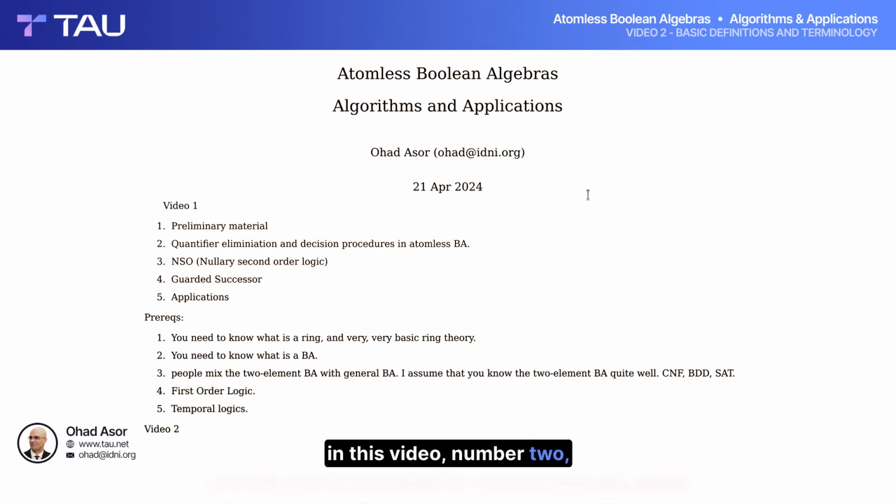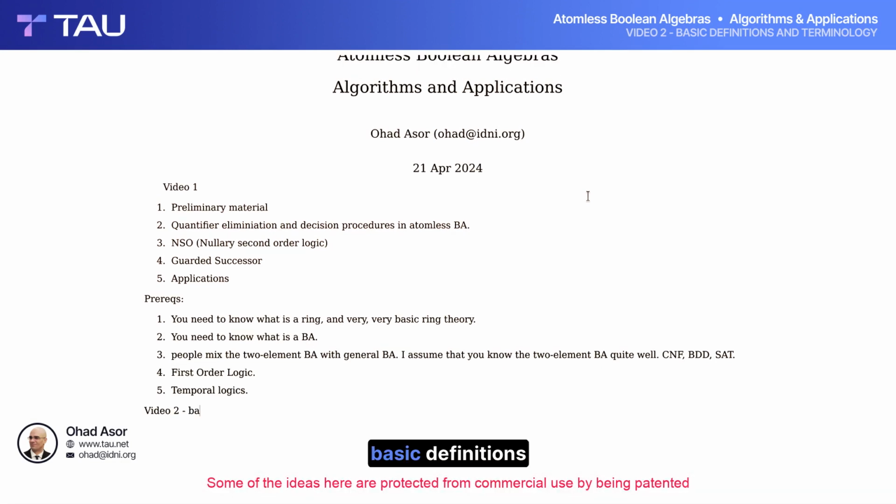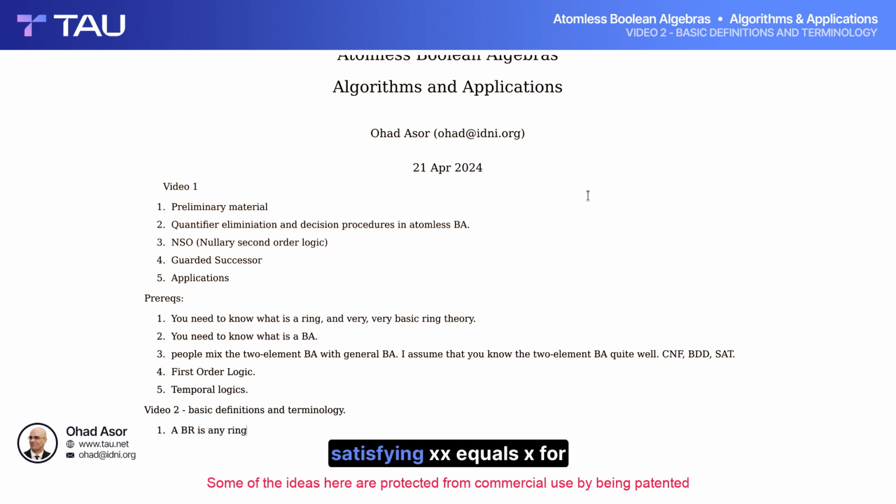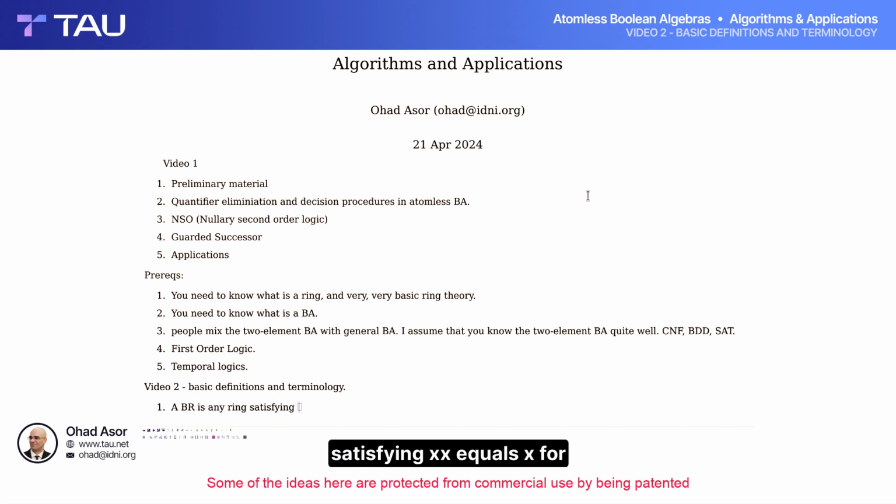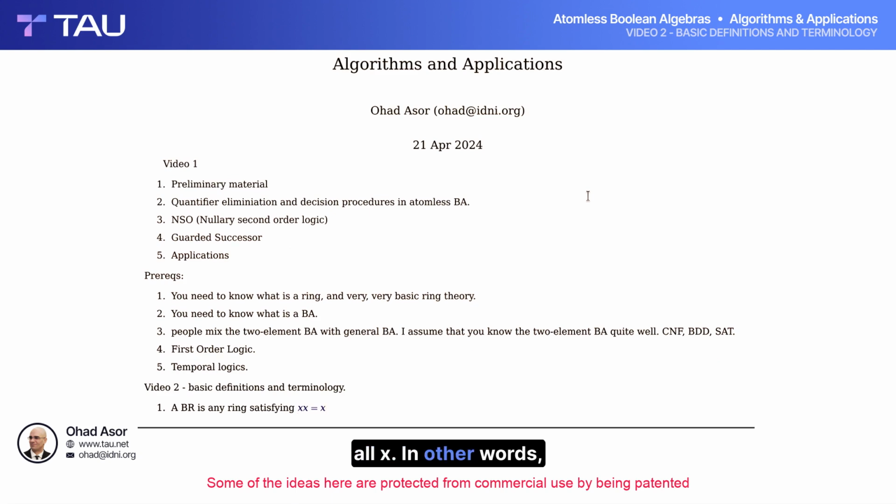In this video number 2, I will speak about basic definitions and terminology. So, a Boolean ring is any ring satisfying x squared equals x for all x. In other words, where multiplication is idempotent. So, let's first prove that in any Boolean ring, x plus x equals 0.